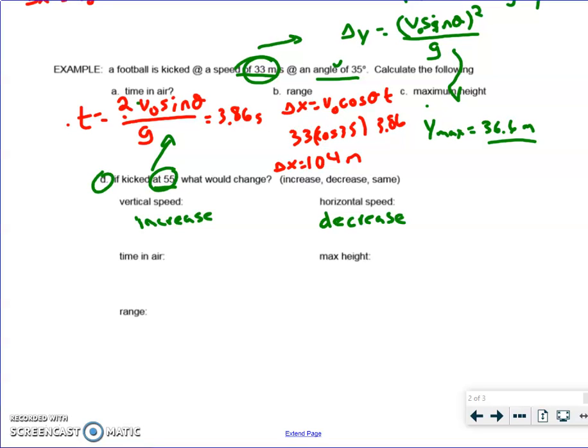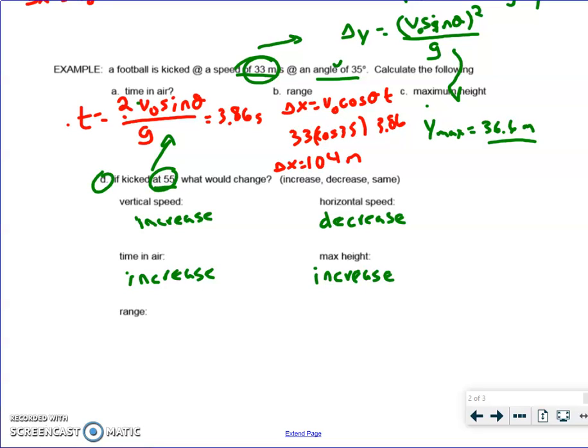Okay, how about the time in the air? Well, we saw on the front page that time in the air is proportional to the sine of the angle, and the bigger the angle, the bigger the sine of that, so that's going to increase. That's pretty straightforward. The height should make sense, is going to increase as well because you're firing it at a bigger angle.